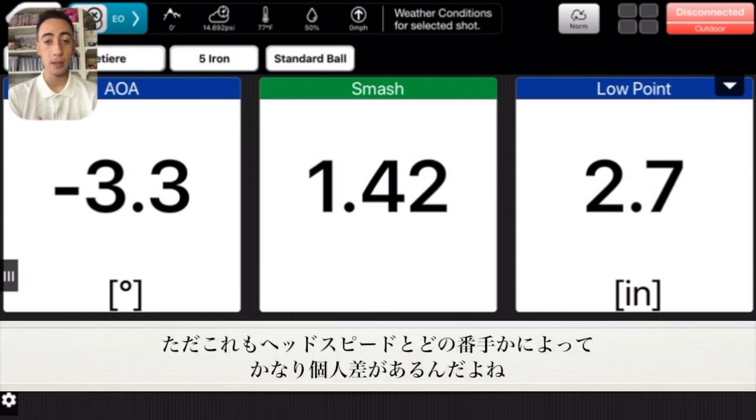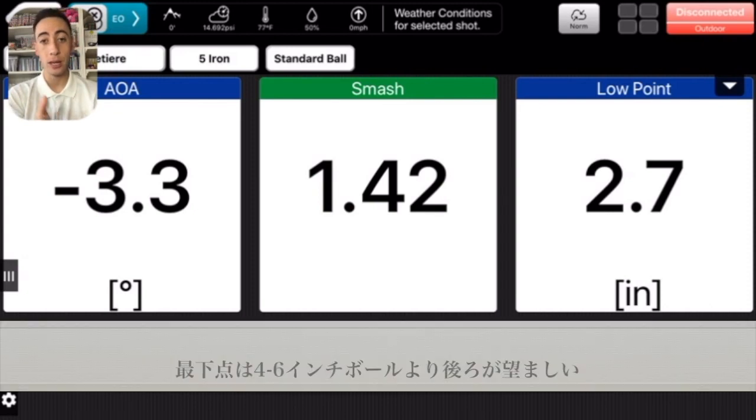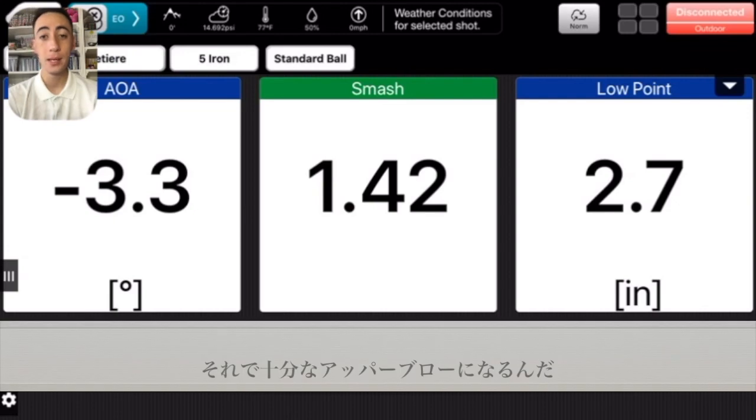Well, this is really dependent on club head speed as well as what club you're hitting. Typically, if you have a really slow club head speed with driver, let's say again, that 37 meters per second, you're going to want to have a low point that's like 4 to 6 inches behind the golf ball. That way you can actually hit with an upper blow.